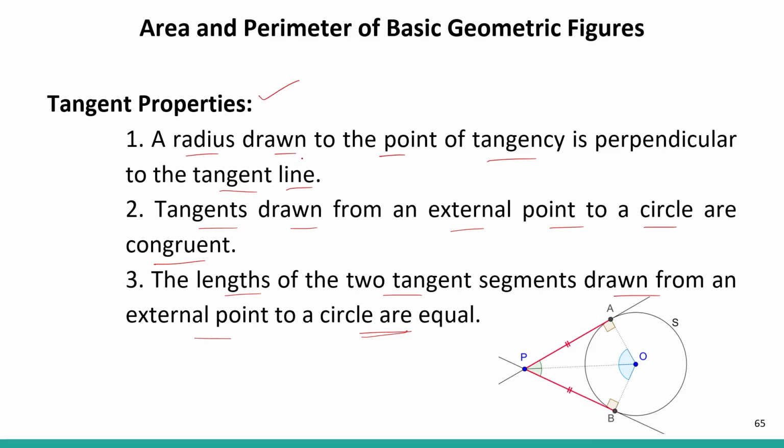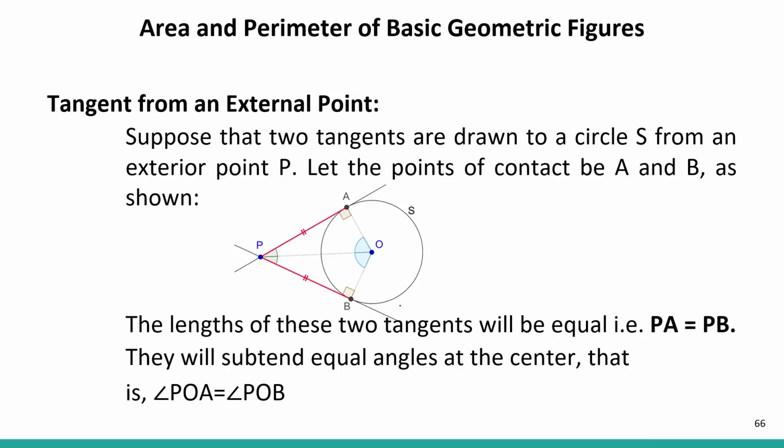The radius drawn to the point of tangency is perpendicular, so this tangent line is perpendicular to this radius line. Tangents drawn from an external point to the circle are congruent, so these two have the same lengths. The lengths of the two tangent segments drawn from an external point to a circle are equal. Let's see the next properties.